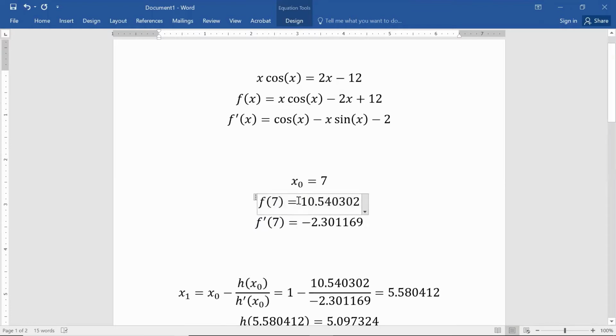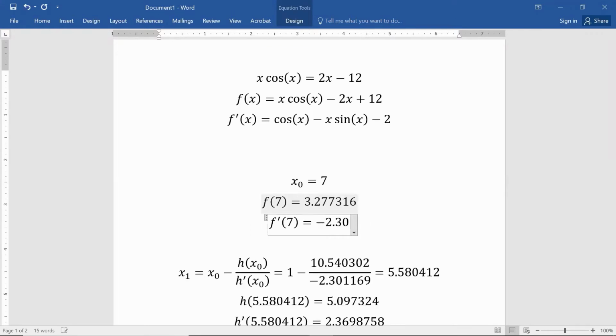If you plug in 7, I ended up getting out a 3.2773158. When I plugged in 7 into the derivative function, I ended up getting out a negative 5.845004. Again, I've rounded to 6. You could round to a different number of decimal places if you wanted to.